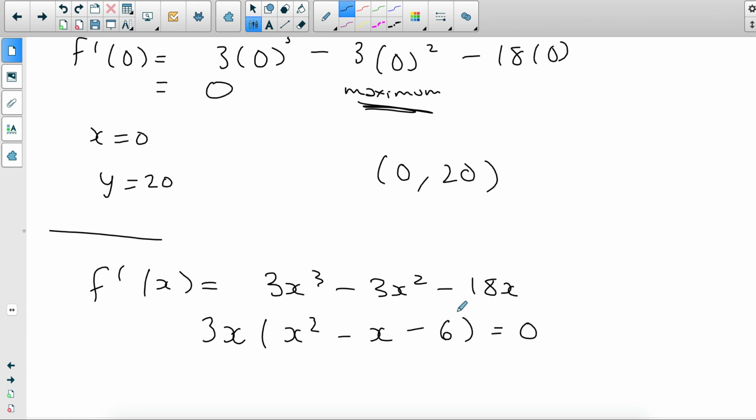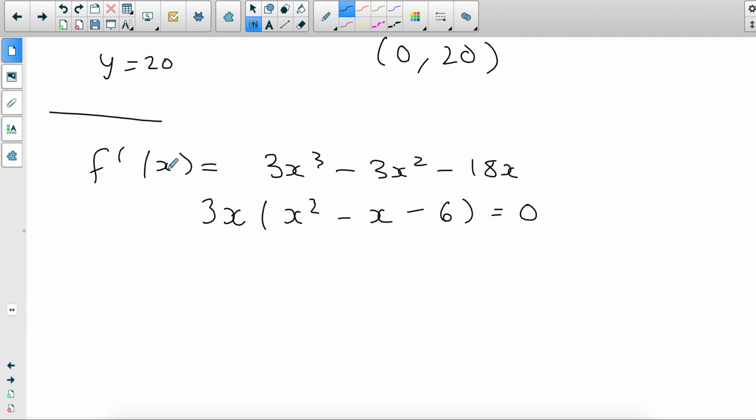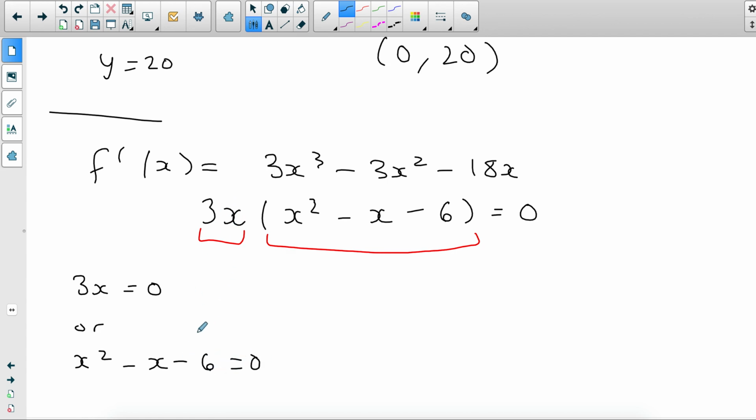Because this is what you're trying to find. You're trying to find what values in the derivative will give you a 0. And you're trying to solve a cubic equation. So when you are given this situation, we always say that either this gives you a 0 or this gives you a 0. So you're faced with either 3x is equal to 0 or x squared minus x minus 6 is equal to 0. And the solution to this is, well, you divide 3 on both sides and end up with x equals 0.